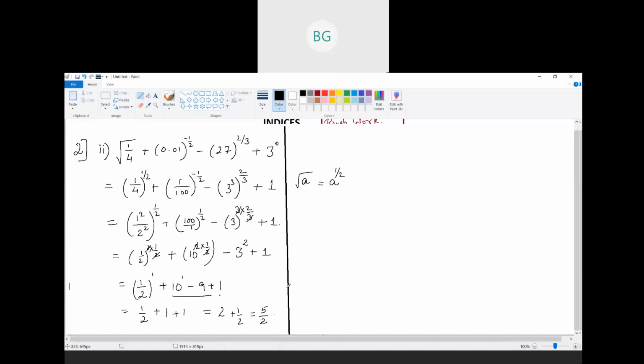Okay. So you'll try solving till question number 6. Okay. You'll try solving it. We will continue in the next class. Sahil, no, we cannot write it in decimals. We have to write it in exponent form or in a fraction form. Okay, because this is indices lesson.